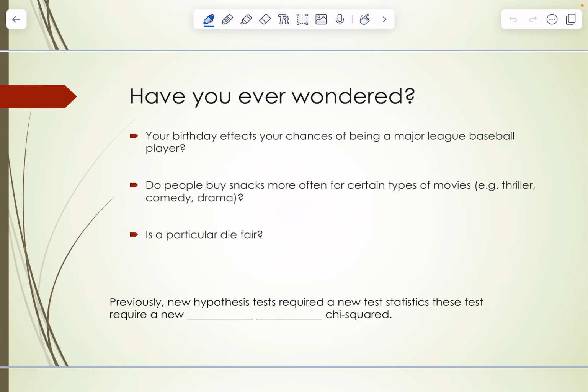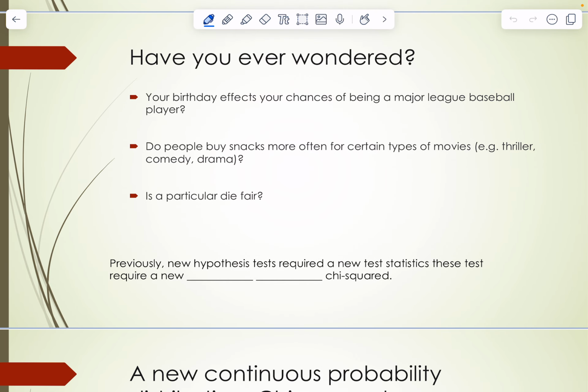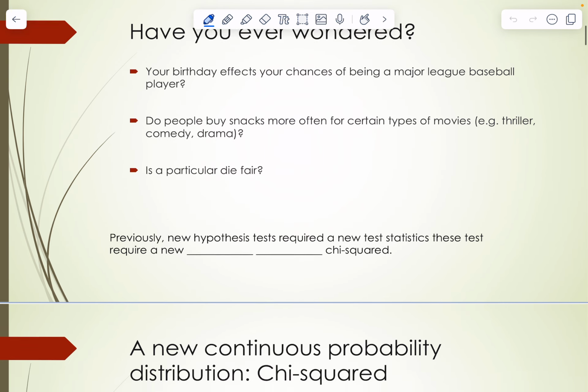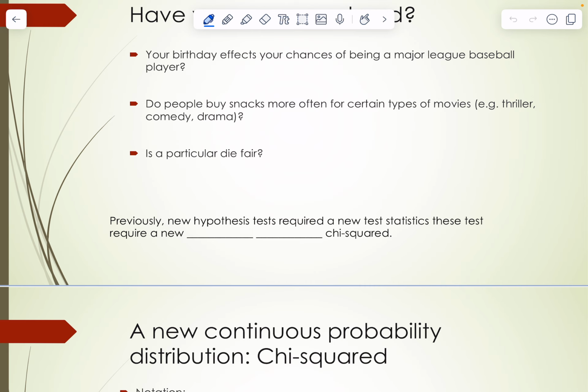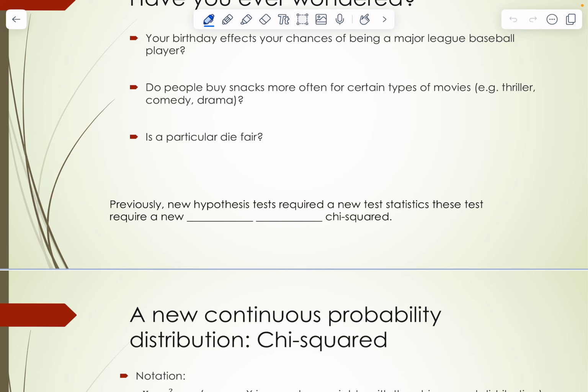Okay, have you ever wondered whether your birthday affects your chances of being a Major League Baseball player or not? Have you ever wondered, do people buy snacks more often for certain types of movies, such as a thriller, comedy, or drama? Or is a particular die fair? And how would you know? Previously, new hypothesis tests required test statistics.